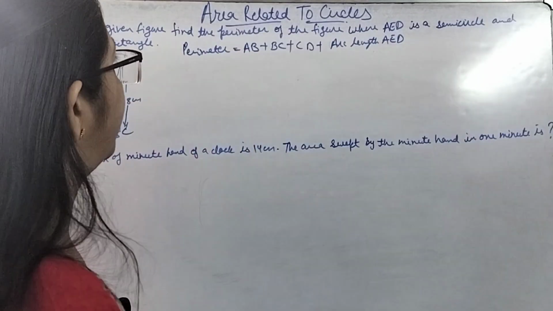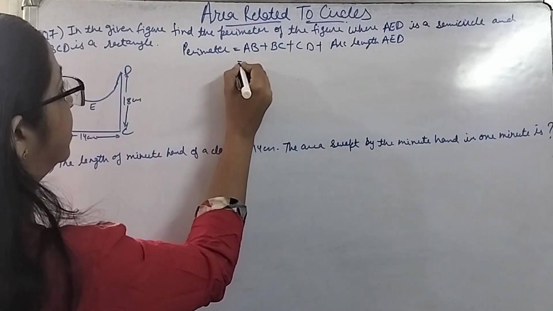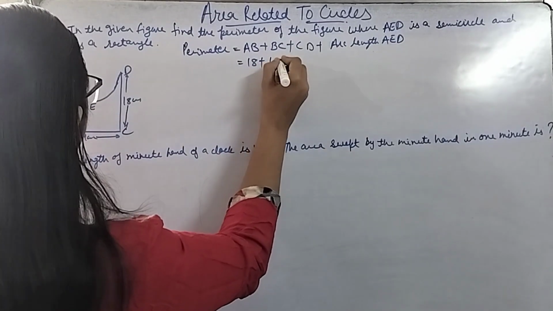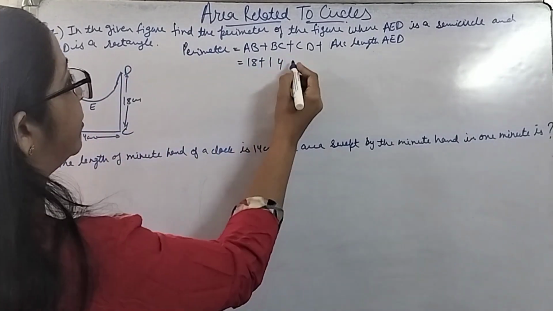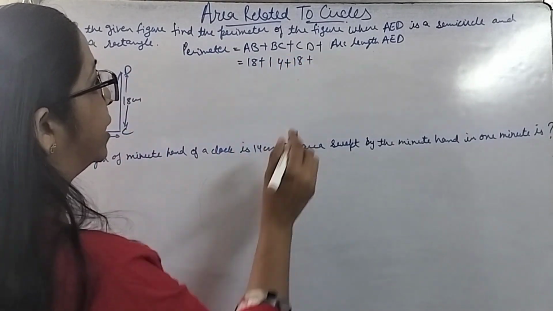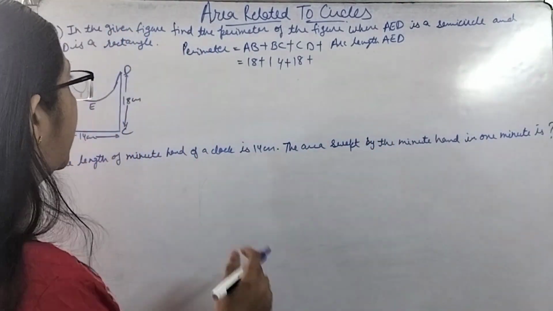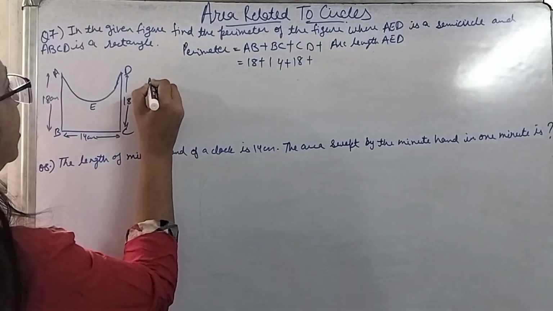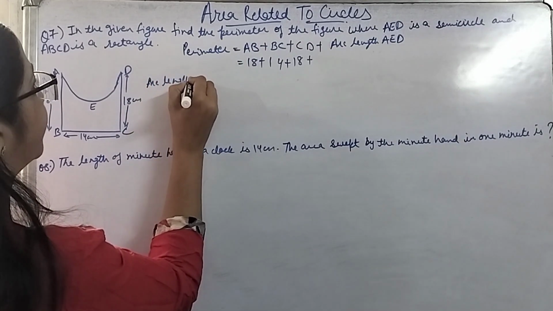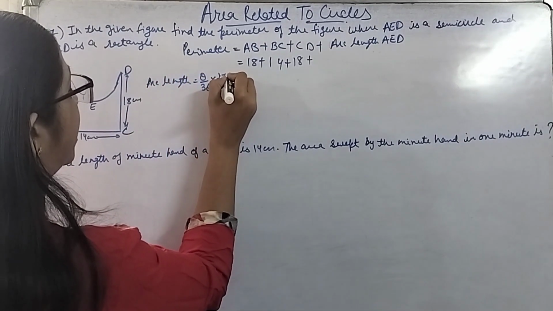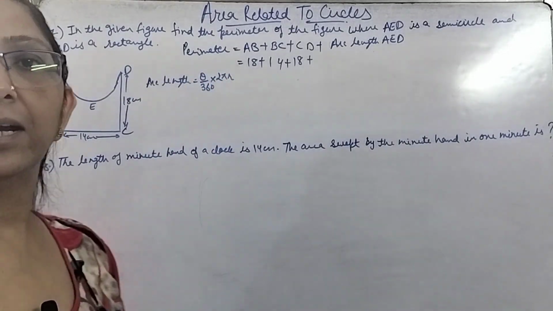Now the value of AB we know is 18. Value of BC we know is 14. Value of CD we know is 18. Then we have to find out the arc length AED. We know that the arc length is given by the formula: arc length is theta over 360 into 2 pi r. This is the formula for finding arc length.